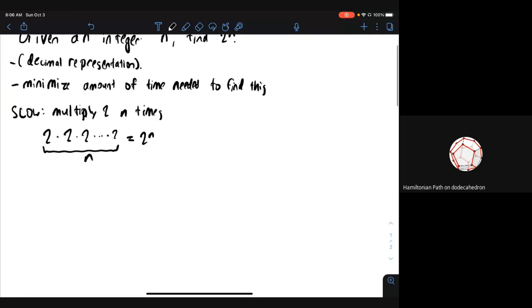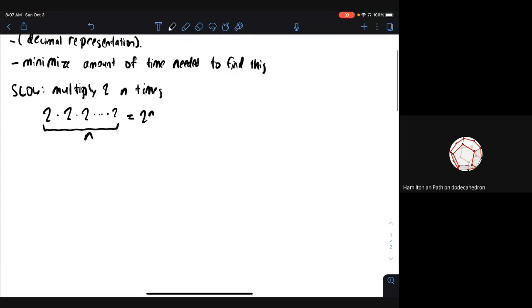Now, it turns out that you can make this much, much faster. So does anyone have any more ideas for some way to speed this up? Also, if you've seen this before, try not to spoil it. I promise it'll get harder in a couple minutes, because we'll do a challenge. Yeah. If n is even, we can multiply 4 n by 2 times. That's faster, I think.